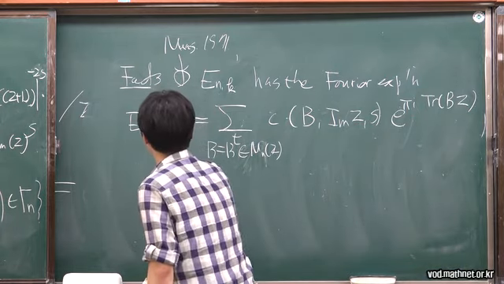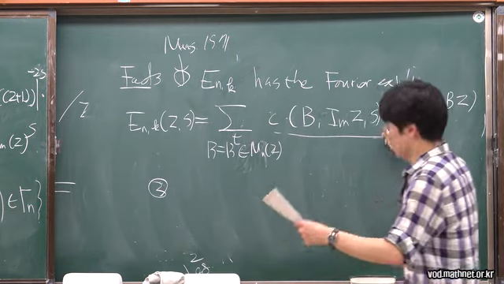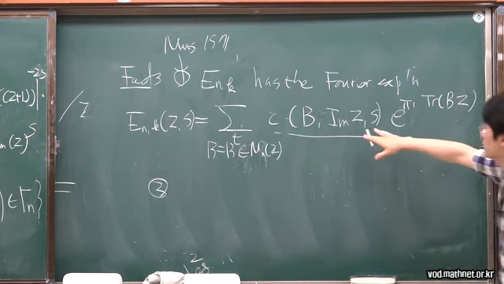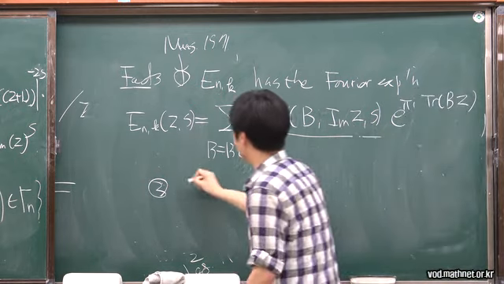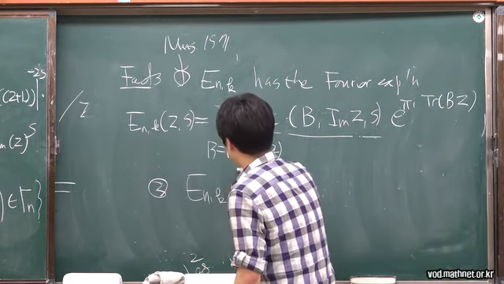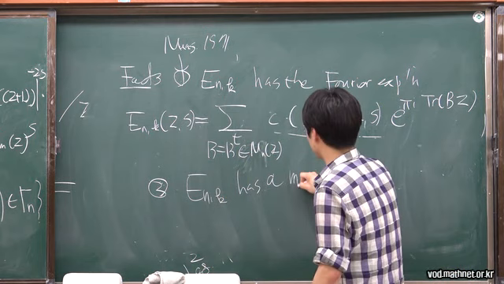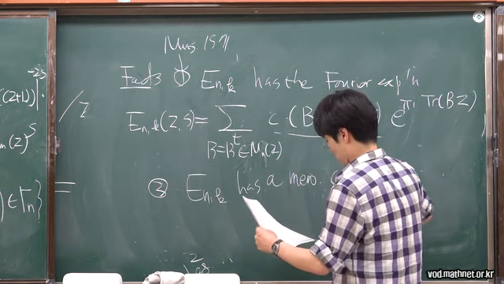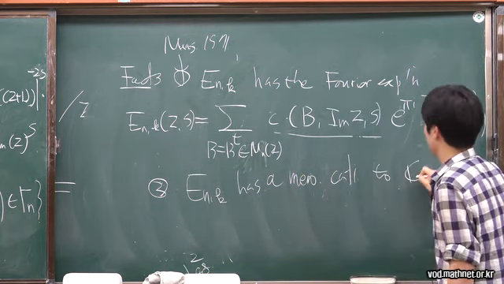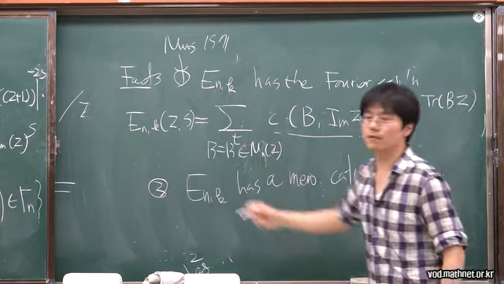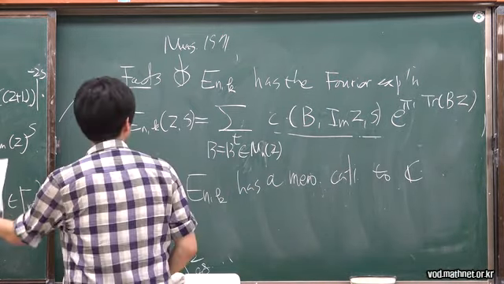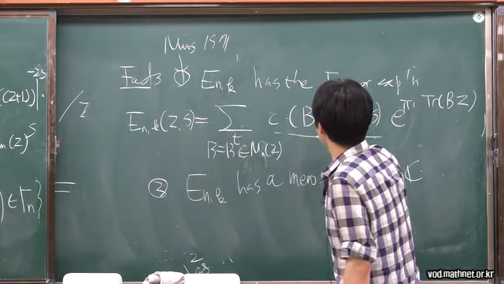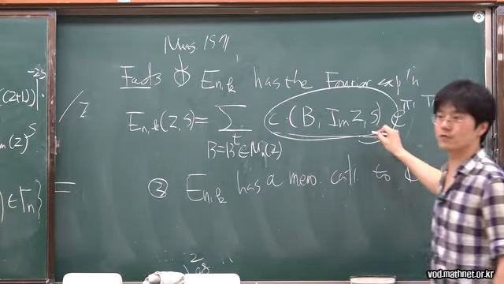And then we found that each Fourier coefficient has a meromorphic continuation to all S. So it means that E and K has a meromorphic continuation to C with respect to the variable S. Therefore, to understand this Siegel-Einstein series, due to this work, we only need to analyze these Fourier coefficients.